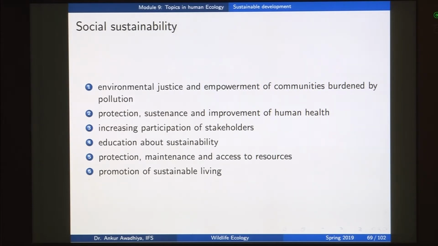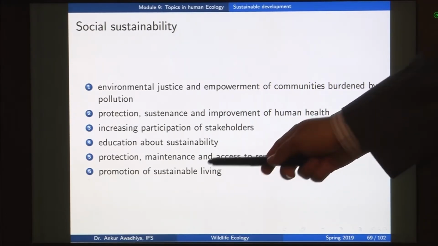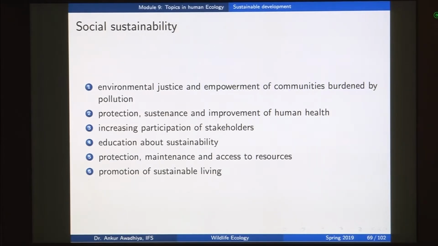Do you have enough access to resources? Probably you have a resource in the form of a river or a pond, and only a few people in the village have access to it. If you are talking about social sustainability, you will have to make a situation in which everybody has proper access to the resources so that they can also meet their own needs. And we talk about promotion of sustainable living, which we will come to in a short while.